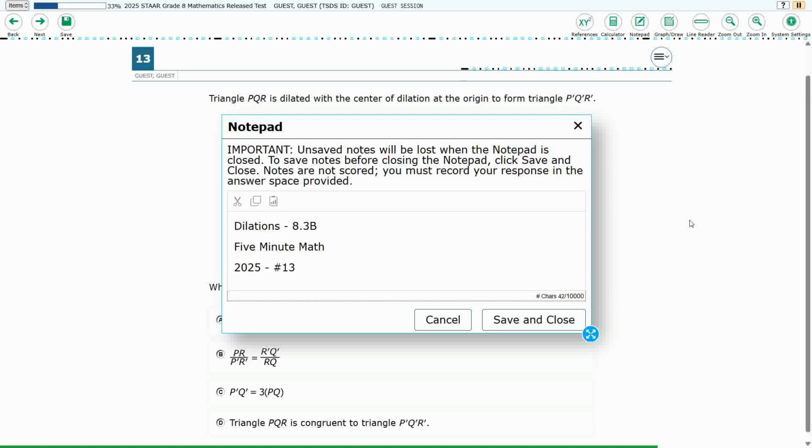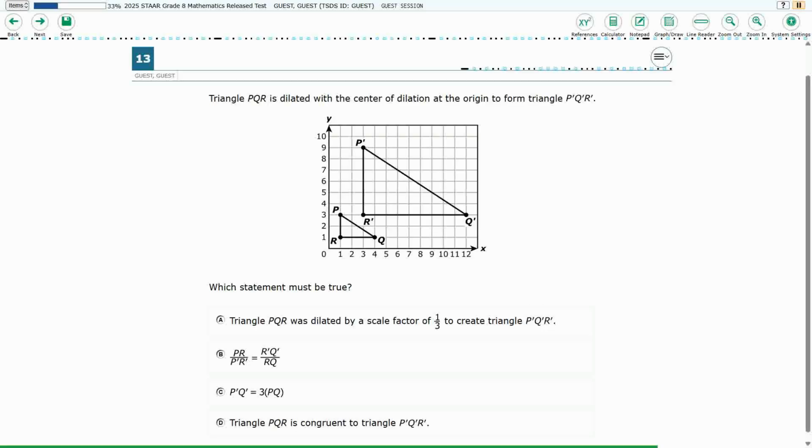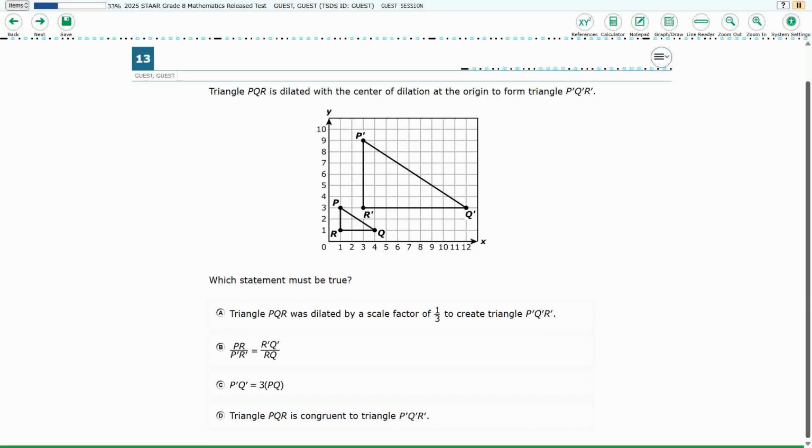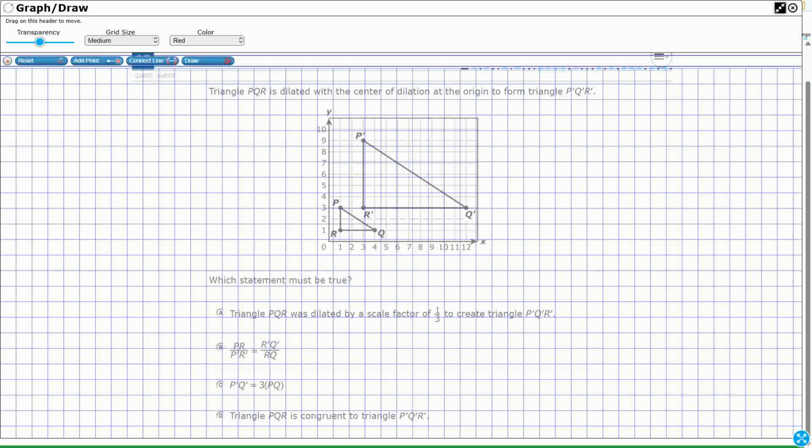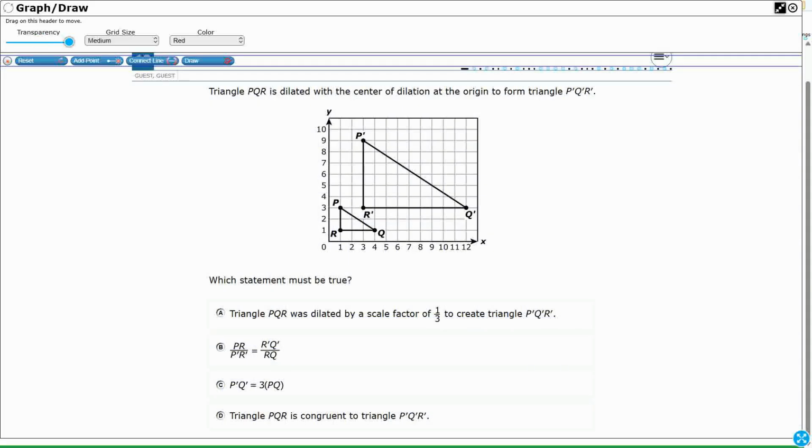Today we are looking at the 8th grade concept of dilations. This is standard 8.3b in the great state of Texas, and we are using item number 13 of the 2025 released STAAR test. If you haven't done so already, please go ahead and take a moment to pause the video, work this problem out on your own, unpause it, and we will look at our answers together.